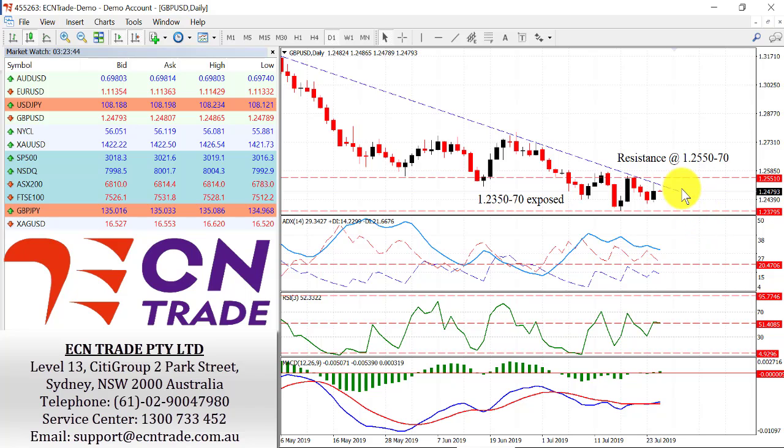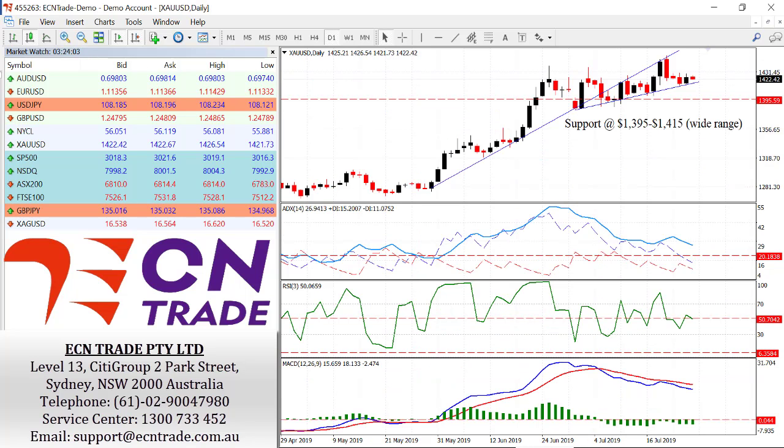But from a technical point, the base is holding quite comfortably at 123.57, and we do need to see a break above the topside of around 125.50 to 70 to support a bullish outcome, but it doesn't look like that's in favor due to the technical outlook.